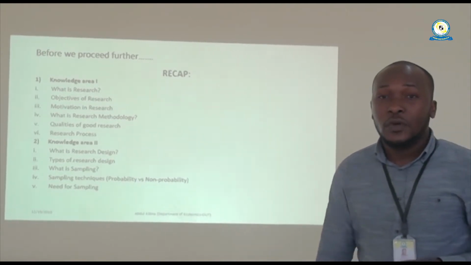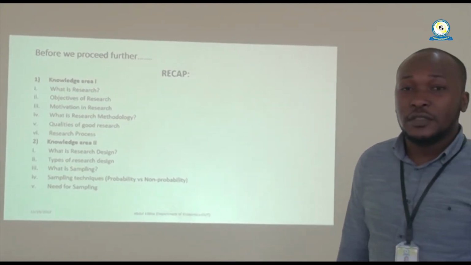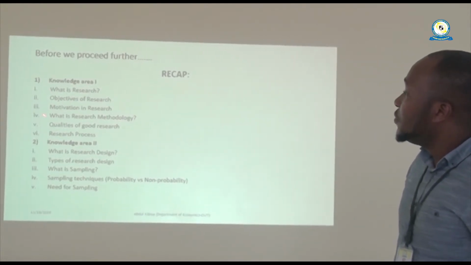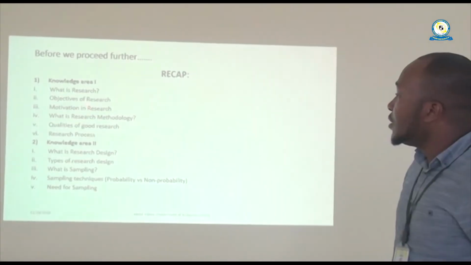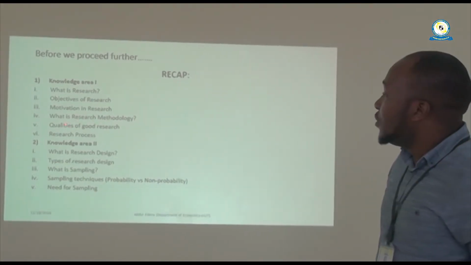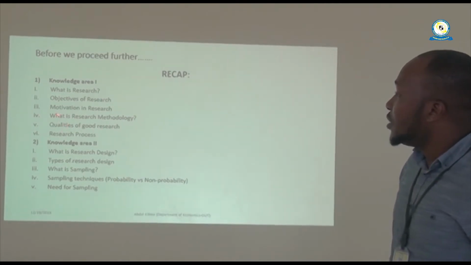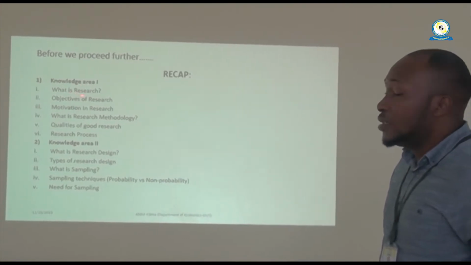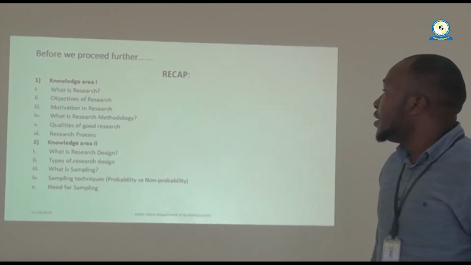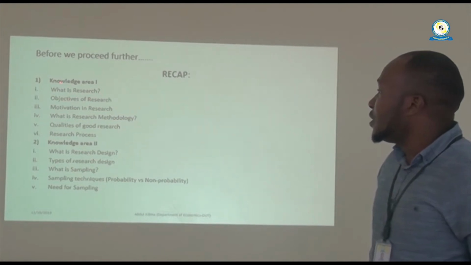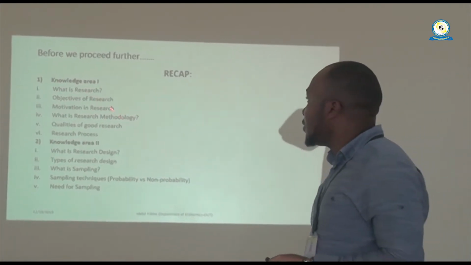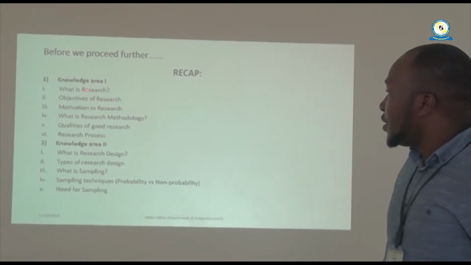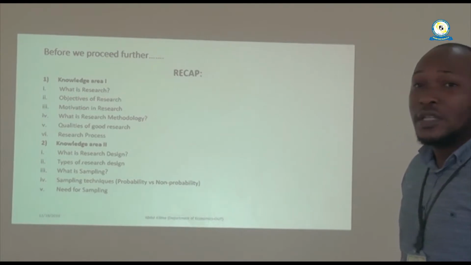2, whereby yesterday we looked at what is research, objectives of research, motivation in research, what is research methodology, qualities of research, and the research process. We said research is the scientific and systematic search of facts on a particular phenomenon or on a certain topic. And objectives of research, we confined to 4 objectives.